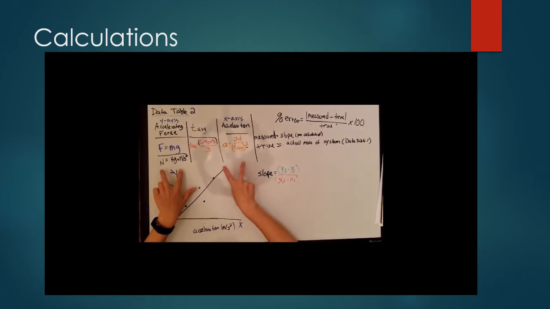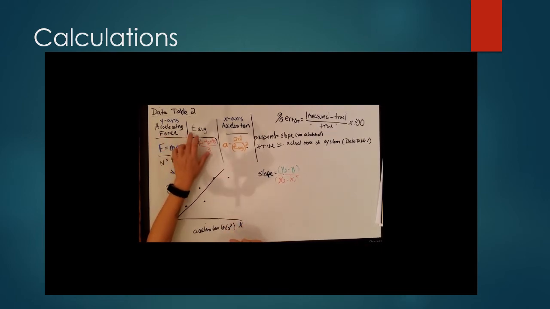So what I have here is data table 2. Notice I don't have all the columns, I just have 3 of the columns present. The first one is accelerating force measured in newtons, and you'll notice that column is blank on your lab. So that column you need to calculate.